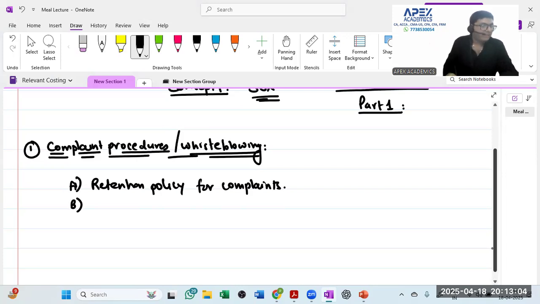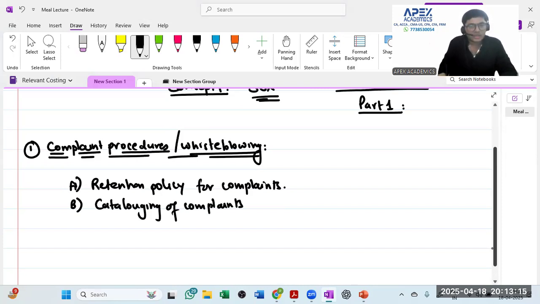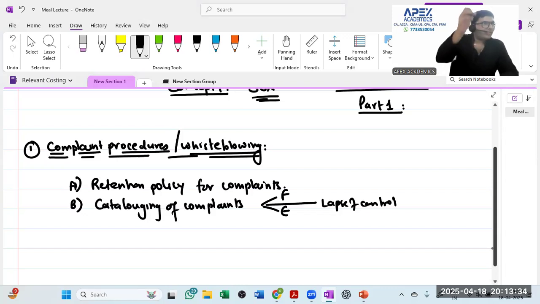Point number B, the complaints have to be catalogued. This is called cataloging of complaints. For example, what can the complaints be about? The complaints can be about fraud. They can be about errors. They can be about lapse of control. Complaints can be because of anything, right? Their cataloging has to be done. So today, if I am saying that there is an area where there is a problem, if that problem is fraud related, I have got a catalog, that is a list.